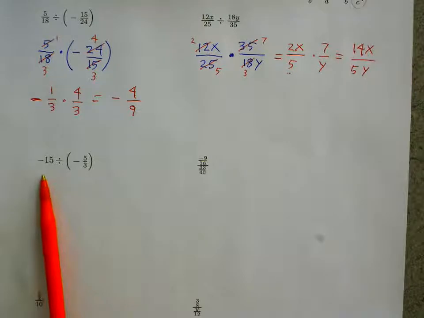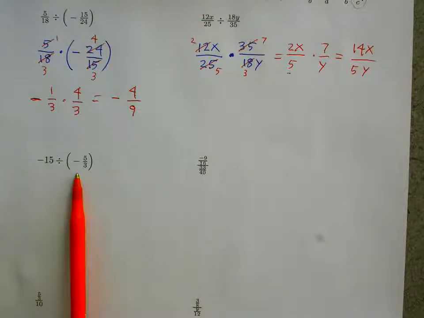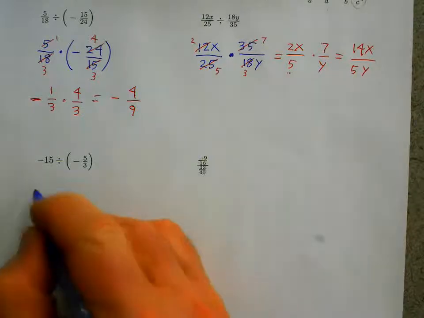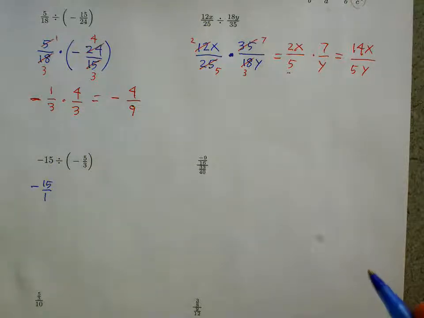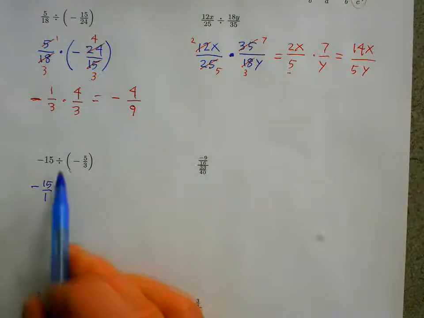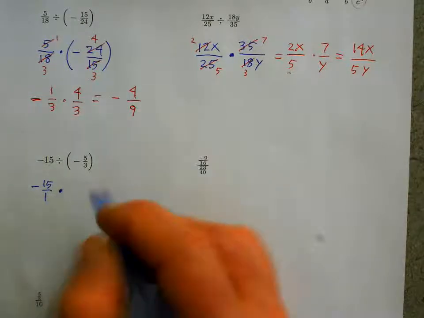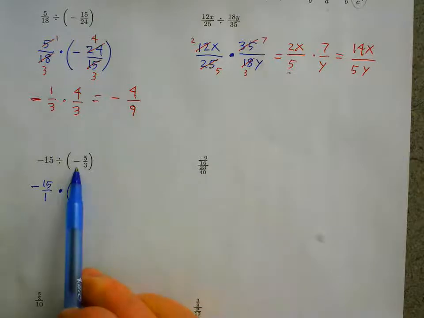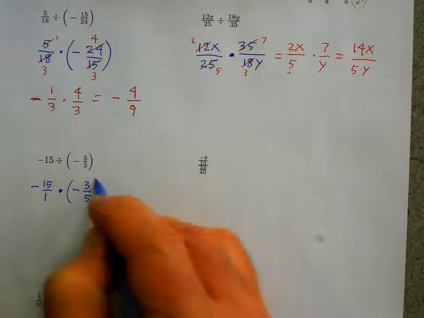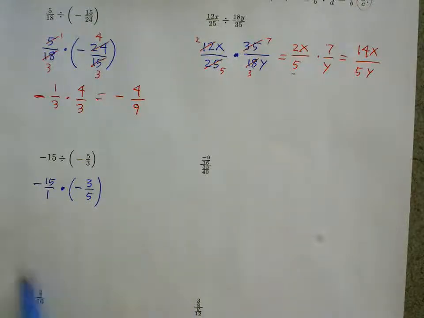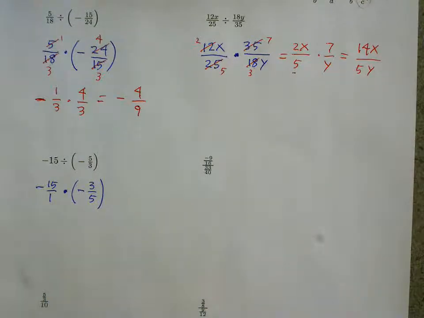So this one, negative 15 divided by negative 5/3. You can think of negative 15 as negative 15 over 1. And then if we convert from division to multiplication, we write the reciprocal of negative 5/3, which is negative 3/5. Okay, so this time we're multiplying a negative number times a negative number, so the result will be positive.